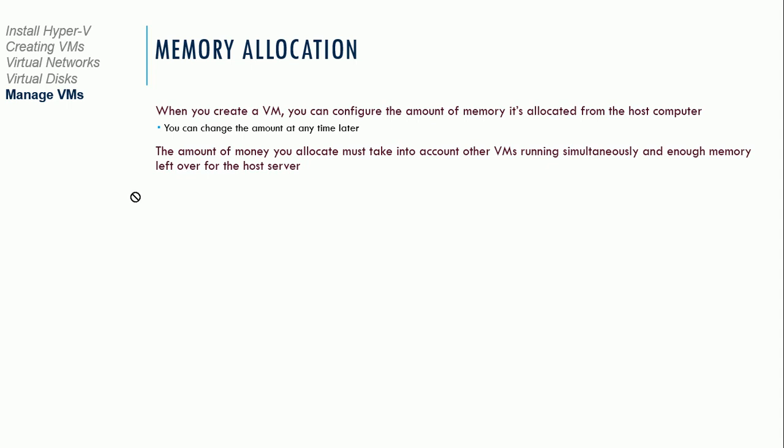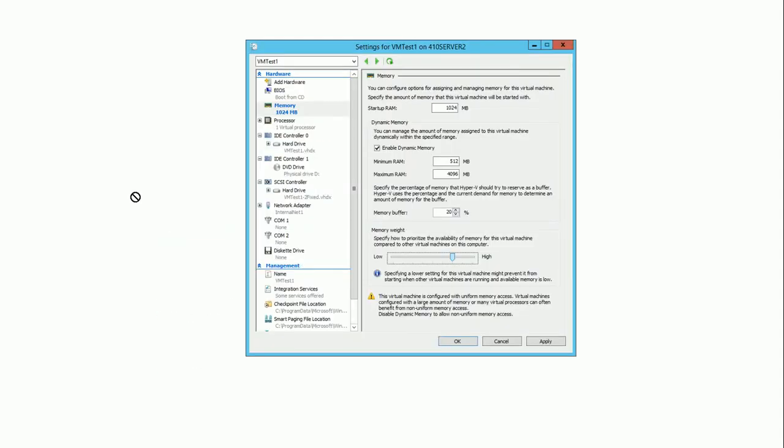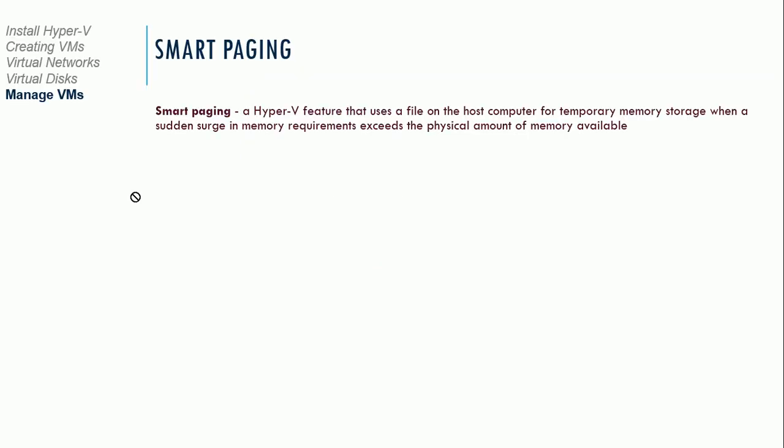We talked about memory allocation already. So again, you can more efficiently use memory. You can use dynamic memory to more efficiently use memory, as I explained earlier. And by the way, it's not enabled by default, but this is what the dialog box looks like in Hyper-V if you're going to set that up.